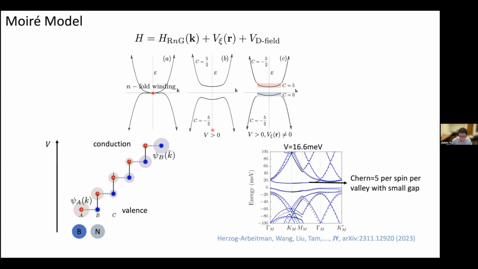Indeed, this is what we found in DFT calculation and modeling. Here, the gray dots are DFT calculation, and the blue lines are our moiré model. We found Chern number 5 bands per spin per valley, but the gap between this lowest conduction band and the remote bands is very, very small. But experimentally, they don't see Chern number 5. They see Chern number 1.